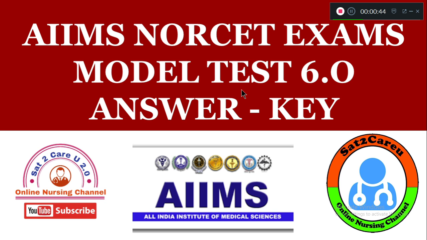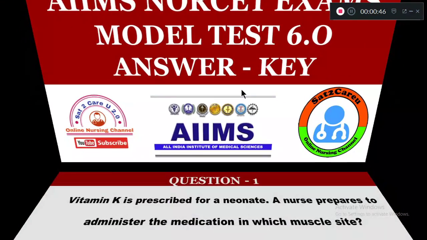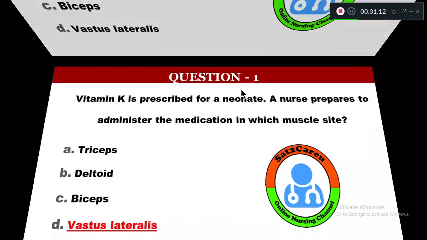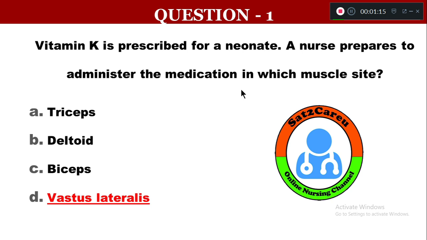Now let's see the first question. Vitamin K is prescribed for a neonate. A nurse prepares to administer this medication in which muscle site? Option A, triceps; B, deltoid; C, biceps; D, vastus lateralis. When you administer vitamin K to a neonate, which muscle should you prefer? The right answer is option D, vastus lateralis.